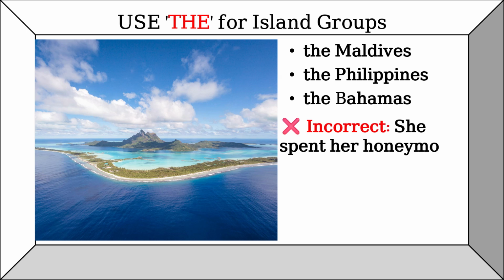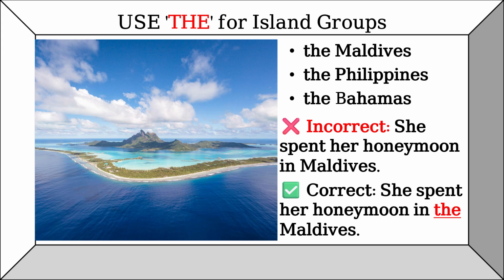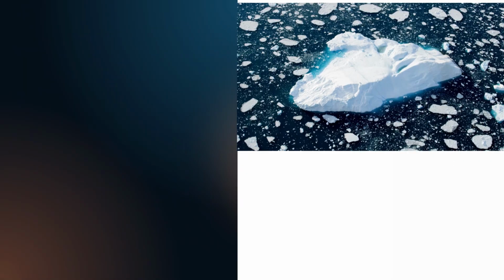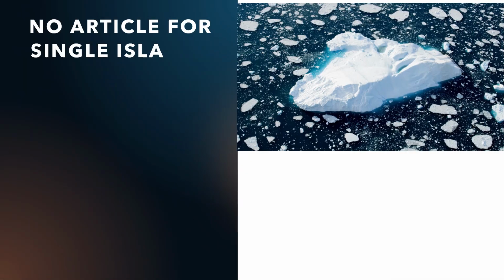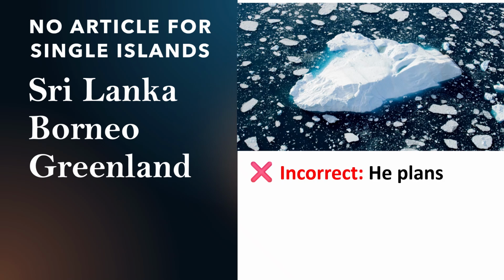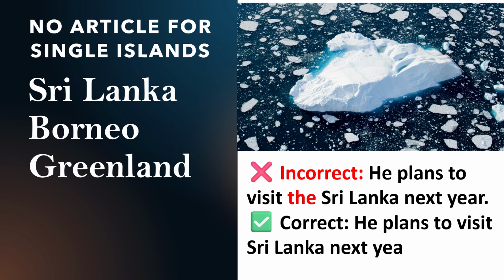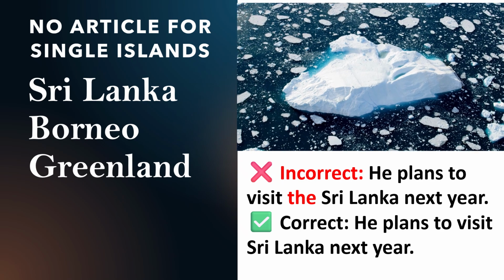Incorrect. She spent her honeymoon in Maldives. Correct. She spent her honeymoon in the Maldives. Use no article for single islands. For example, Sri Lanka, Borneo, Greenland. Incorrect. He plans to visit the Sri Lanka next year. Correct. He plans to visit Sri Lanka next year.